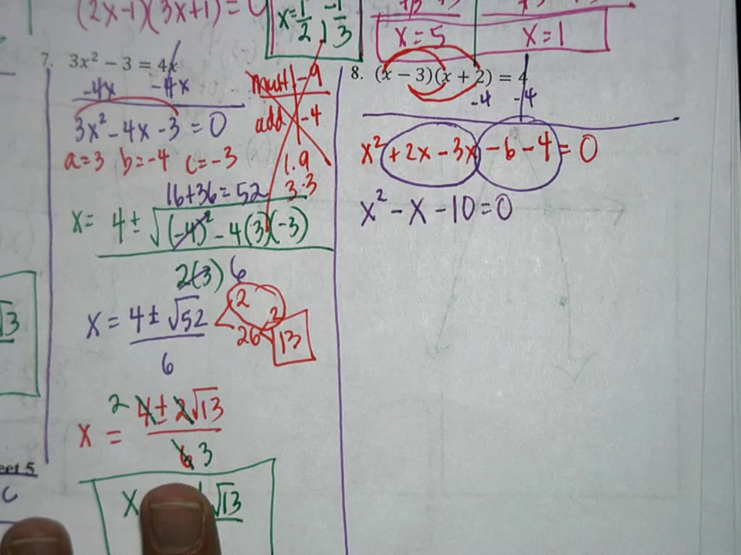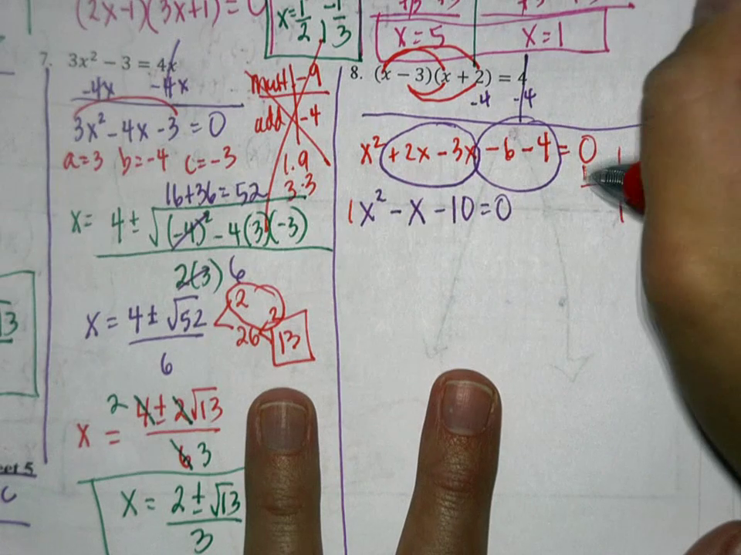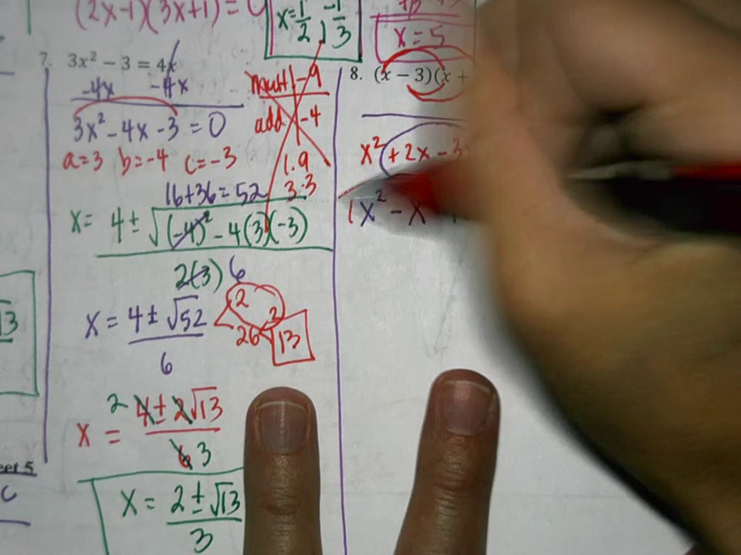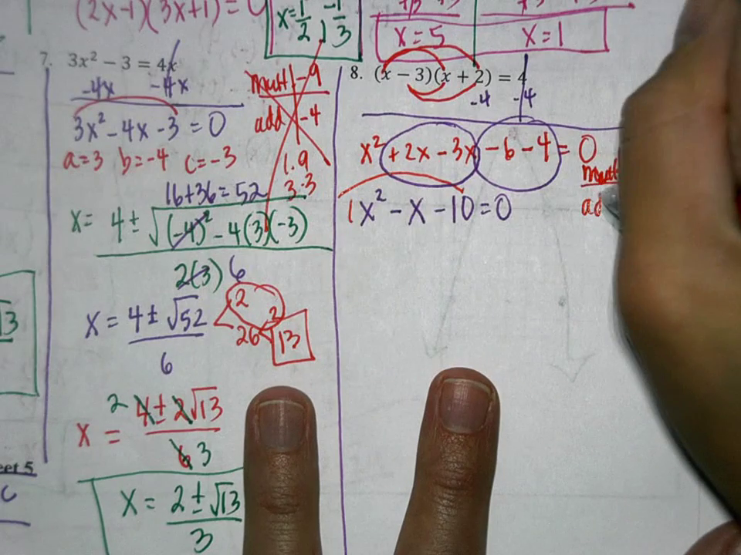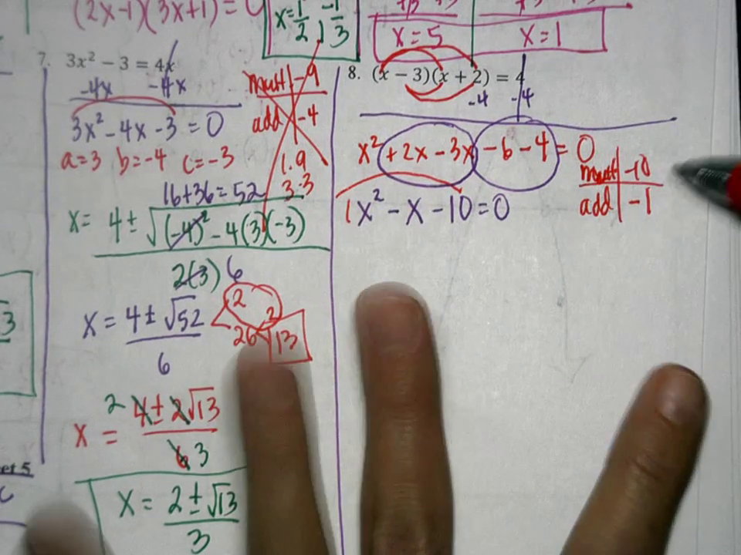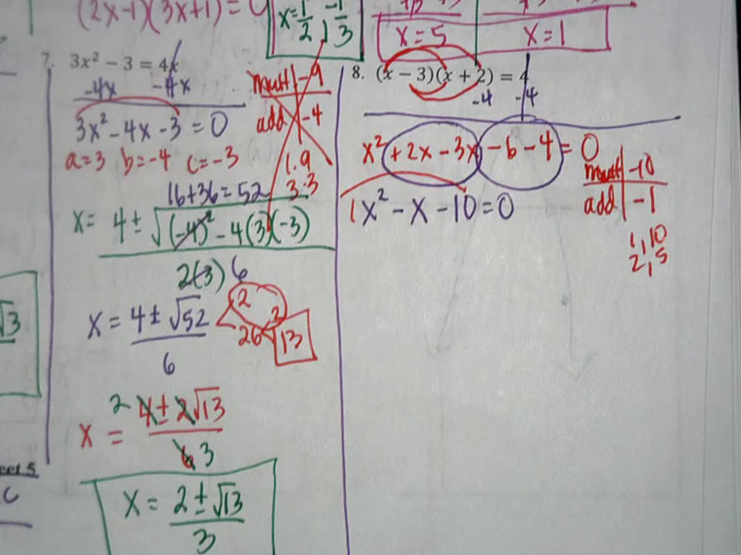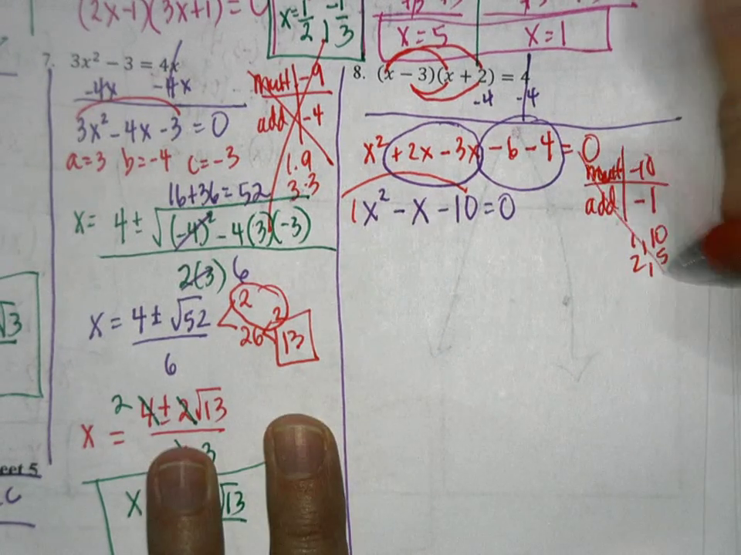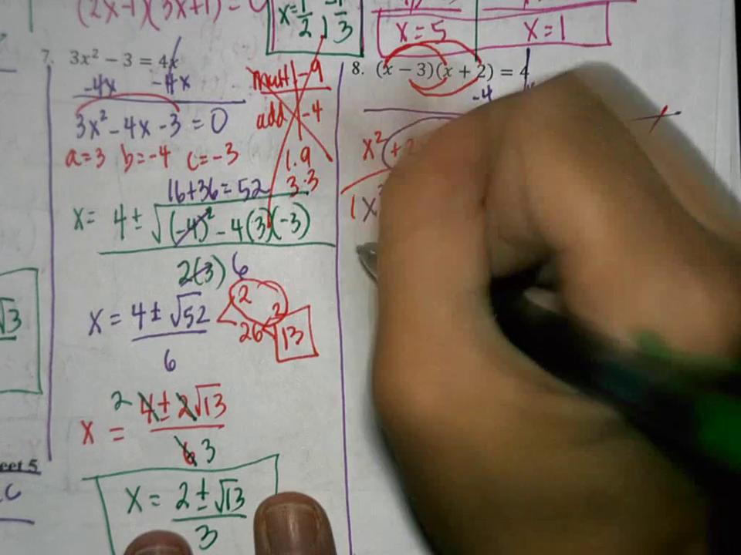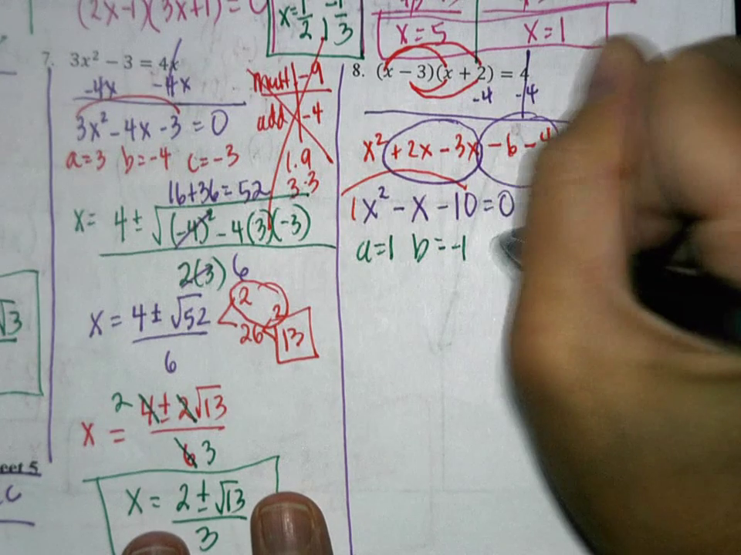Okay, my multiplication number is negative 10. When I multiply 1 times negative 10, it's negative 10. My adding number is negative 1. The numbers that multiply to be 10 are 1 and 10 and 2 and 5. Can any of those make negative 1? Nope. So that's out. Okay, A is 1, B is negative 1, C is negative 10.